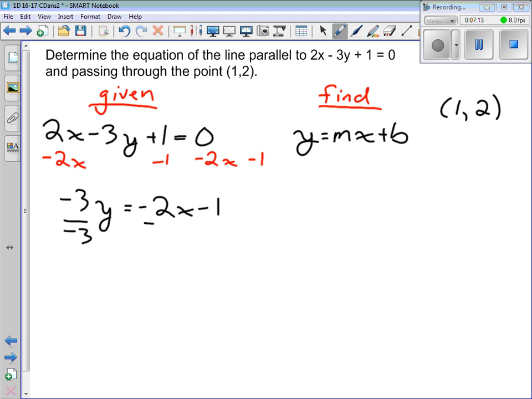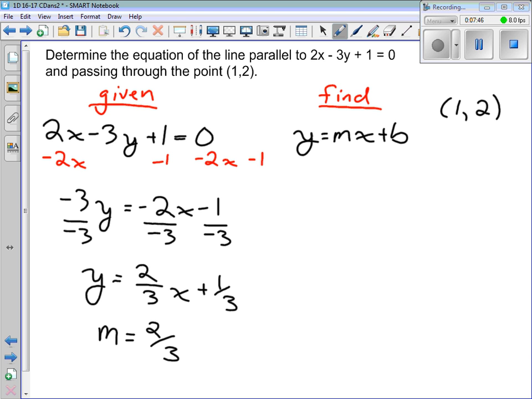So negative 3 divided by negative 3. And I'll end up with y equals, let's see, 2 over 3. I got negative and negatives. That's going to cancel. So I'll just have 2/3 x. And then negative 1 divided by negative 3 plus 1/3 there. Okay. So now, what is our slope? M equals 2/3. So that's the line that we are given.